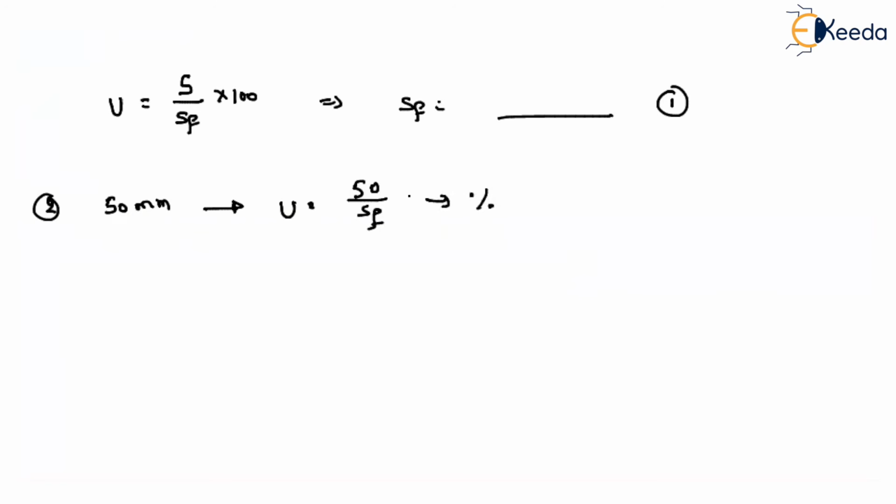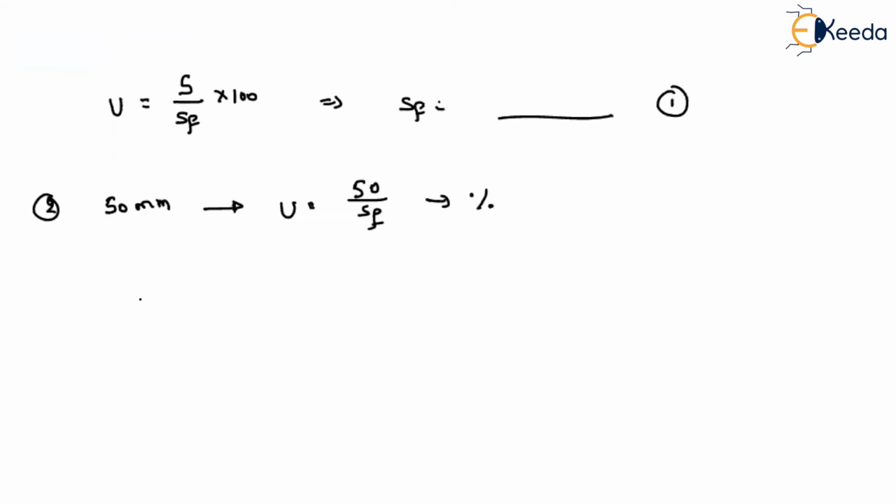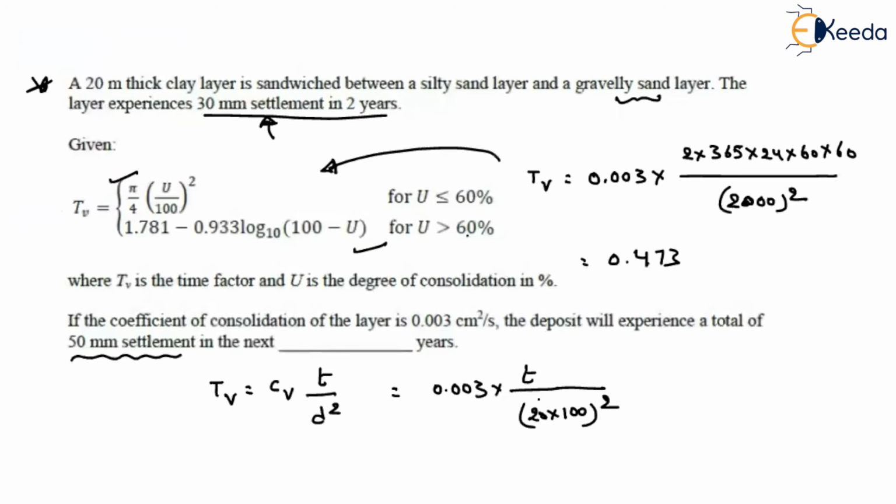Then depending upon the U value, if it is less than 60%, use this magnitude. If it is greater, use this value. And then you will get the time factor value. After getting the time factor, substitute it in this equation. Then you will get the time value, and take the proper units. At the end, you will get the time required as 4.43 years. Just try this out.